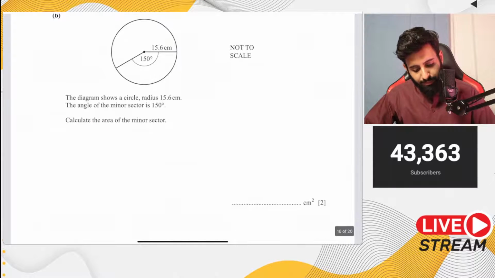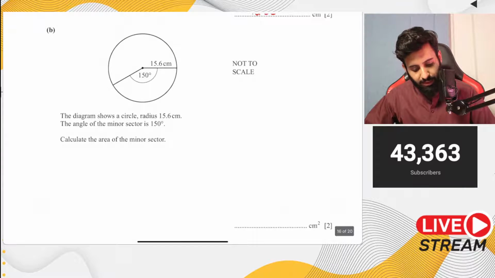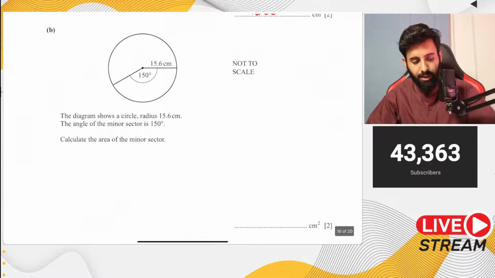Okay, now part B. Part B says the diagram shows a circle, radius 15.6. The angle of the minor sector is 150 degrees. Calculate the area of the minor sector.